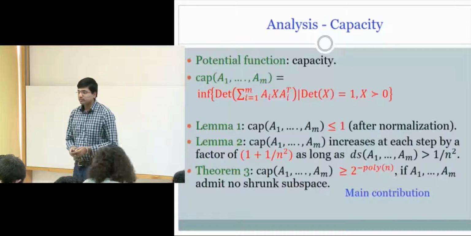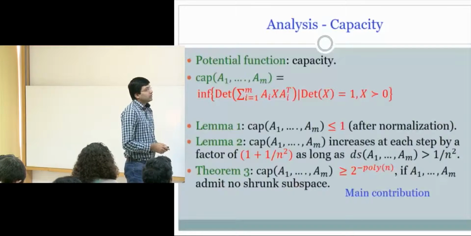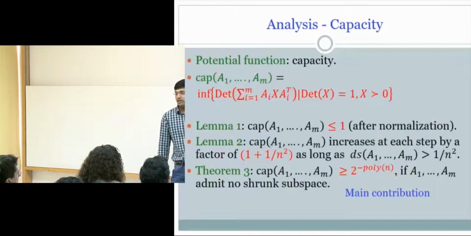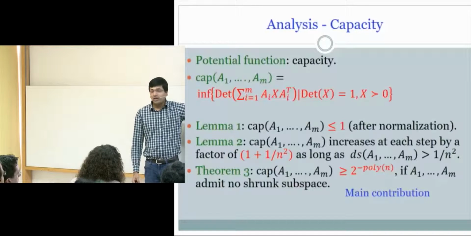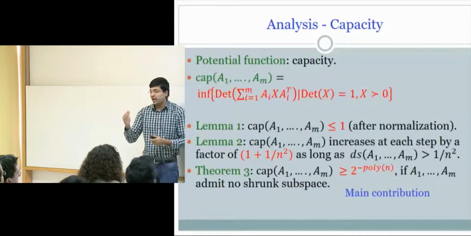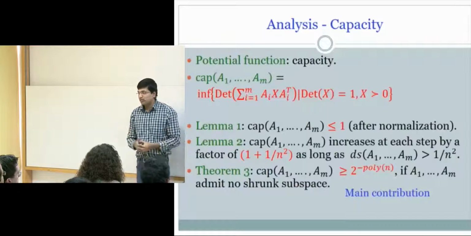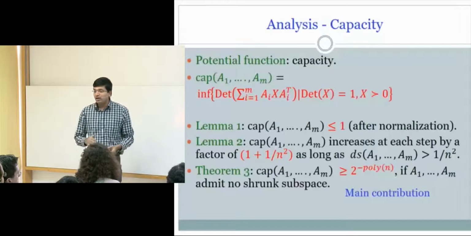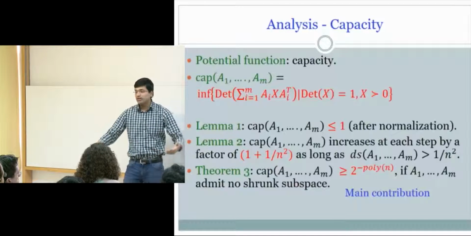Is there some intuition for why this capacity is the right one? If you look at this map, X being sent to summation AI X AI transpose, it's easy to show that if A1 to Am are not full, then they will decrease the rank of some X. There exists an X whose rank is decreased, and somehow determinant is a nice proxy for rank. So that's why you're looking at how much you're shrinking the determinant. Basically, capacity will be 0 if these are not full, and it's bounded below by some factor if these are full.